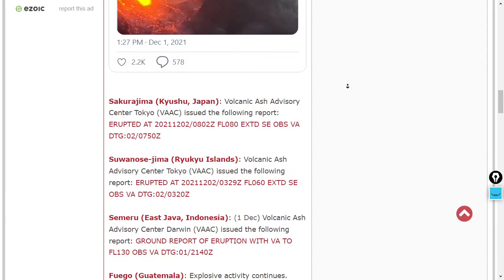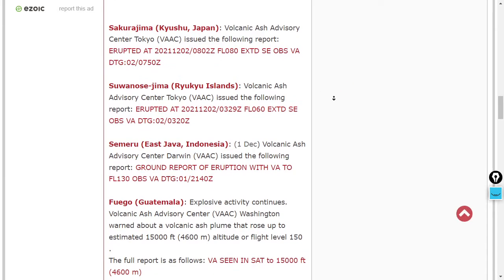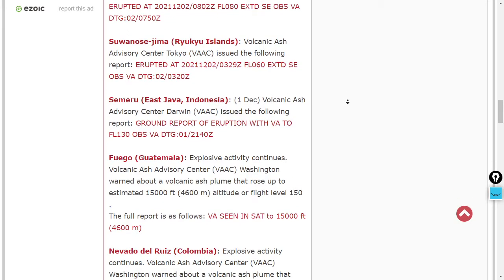Sakurajima also erupting, flight level 080. Suwanosejima, flight level 060. That's a 6,000-foot plume of volcanic ash from Suwanosejima.